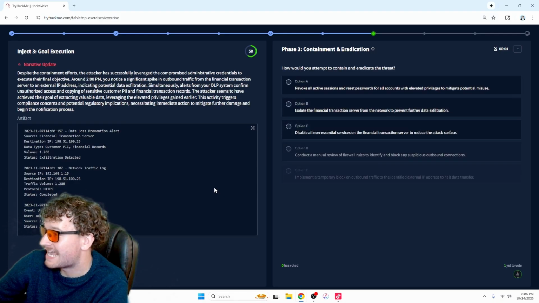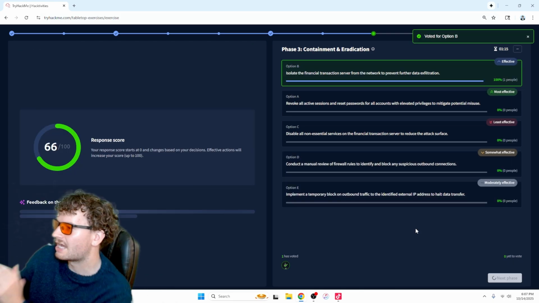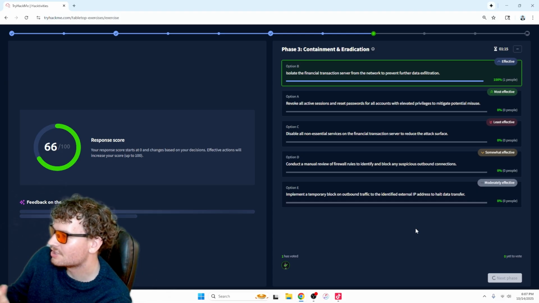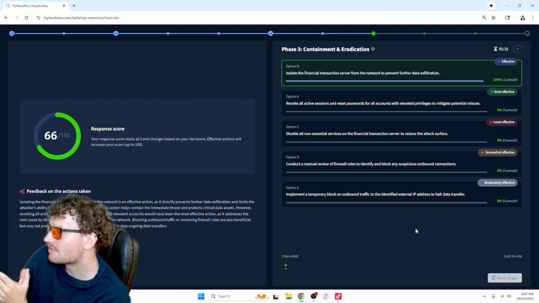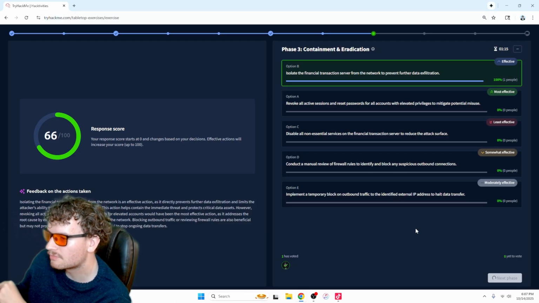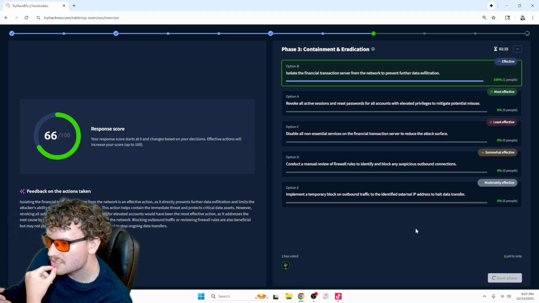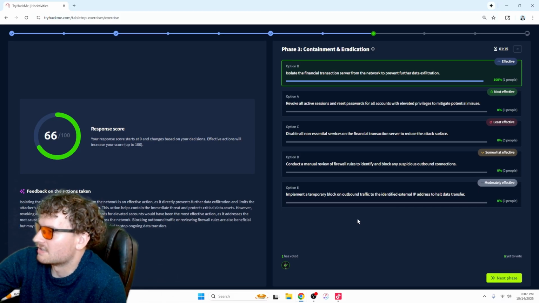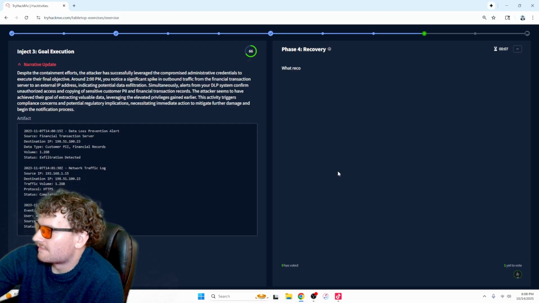How would I attempt to contain and eradicate the threat? I clicked to isolate the financial transaction server from the network to prevent further data exfiltration. That was the second best option. The first best was to revoke all active sessions and reset passwords for all accounts with elevated privileges to mitigate potential misuse. Yeah, since it addresses the root cause by limiting the attacker's access across the network. Makes sense. That totally makes sense for the most effective one.